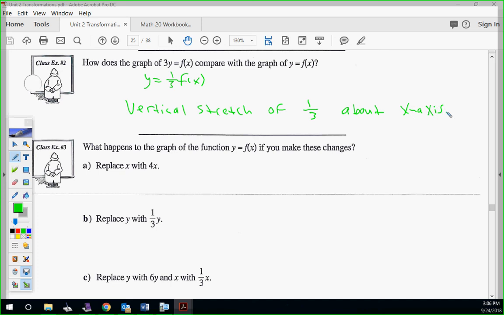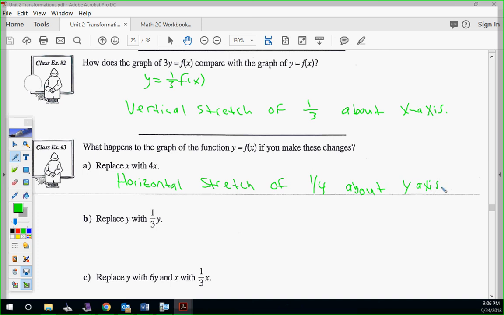Okay. Now we're talking about what happens if we do this. So if we have the function y equals f of x, what happens if we put a 4x in? Horizontal stretch of? No? 1/4. Good. Horizontal stretch about the y-axis. Okay, good. Replace y with 1/3 y.